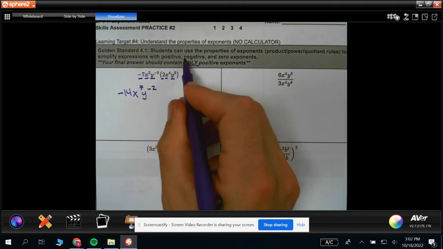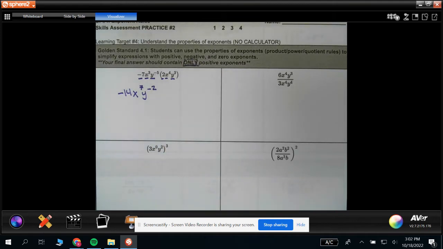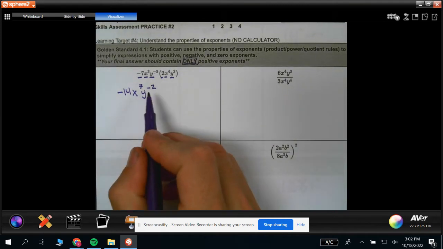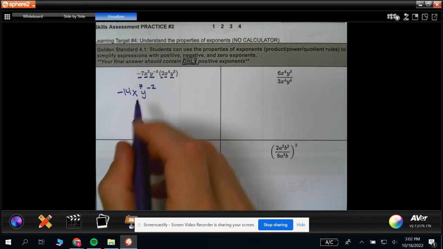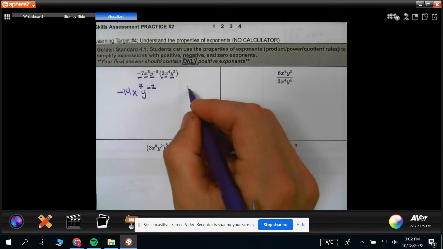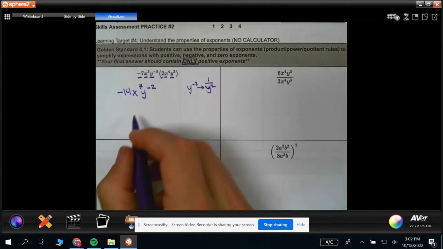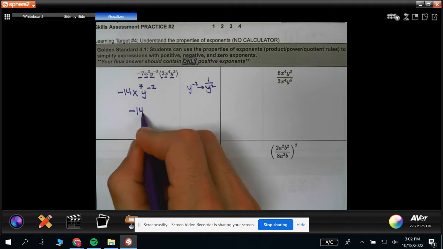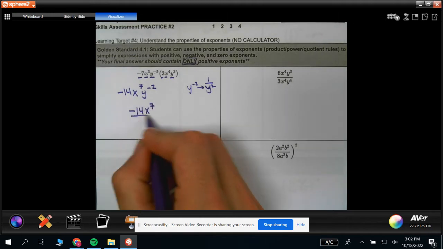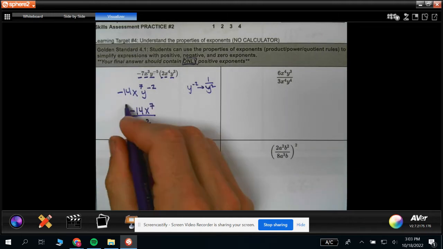Now, again, only positive exponents. So I got to make this a positive 2. How do I do it? Think about the fact that y to the negative 2 is the same as 1 over y squared. It's on the bottom of the fraction. So my final answer here, negative 14x to the 7th on the top over y squared.